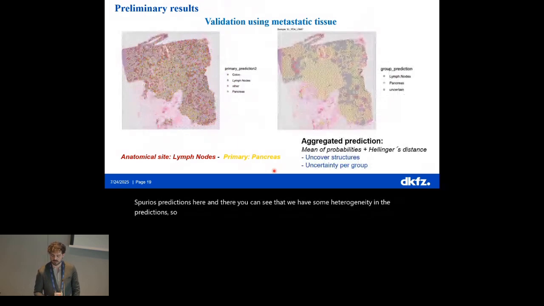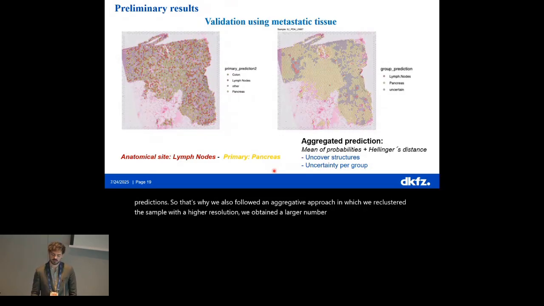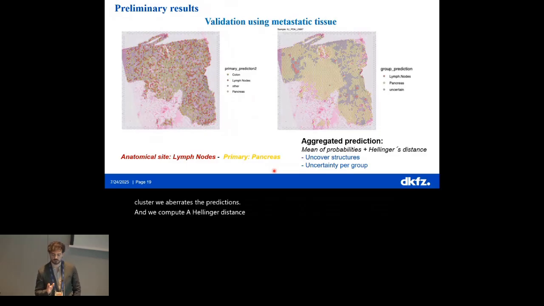So that's why we also follow an aggregative approach in which we recluster the sample with a higher resolution. We obtain a larger number of clusters, and then per cluster, we average the predictions and compute Hellinger's distance between the probability distribution of the top class and the second class. If this distance is below a certain threshold, we are not certain about the prediction for this part of the tissue, and we flag it as uncertain. This helps us clarify the annotation a lot, and as you are going to see, also discover some structures.